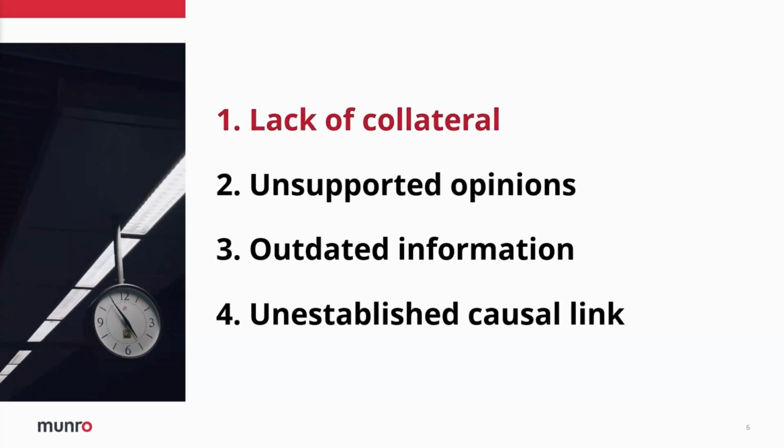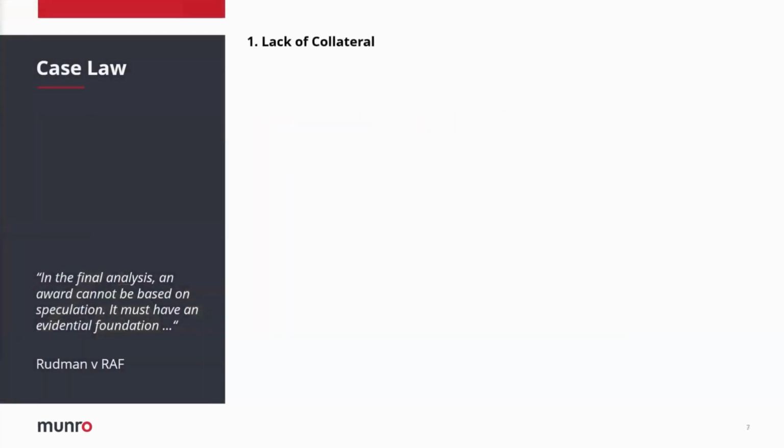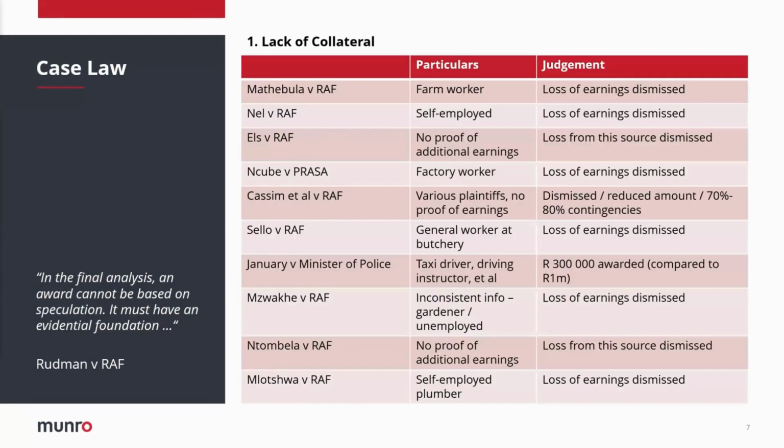So the first issue, and that's a big issue, and it's getting bigger, is lack of collateral. Rudman versus RAF is a case that's being quoted very often, but I think that quote is worth reading: in the final analysis, an award cannot be based on speculation. It must have an evidential foundation. That's not the only case. There are actually many cases, and we just took a selection. I'm not going to be able to go through all of them, otherwise we're going to run too late.